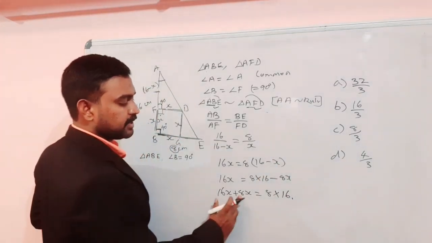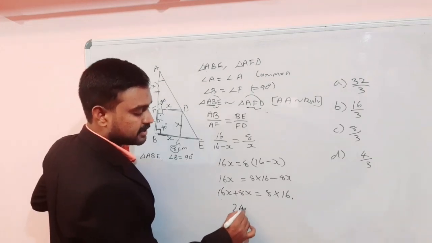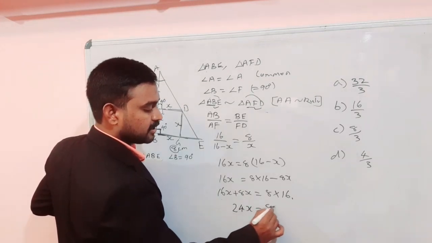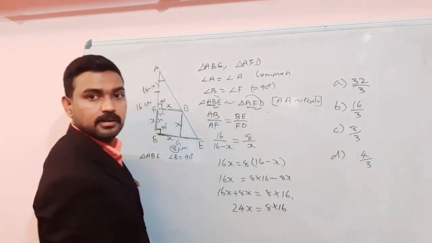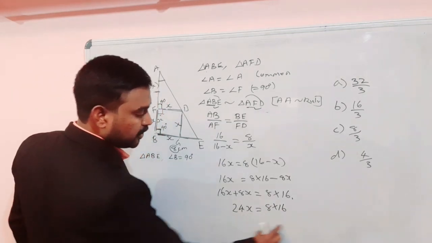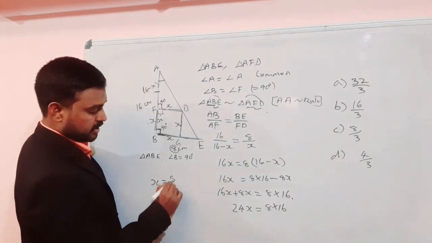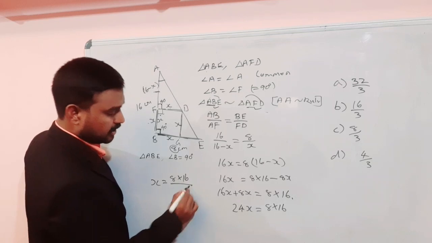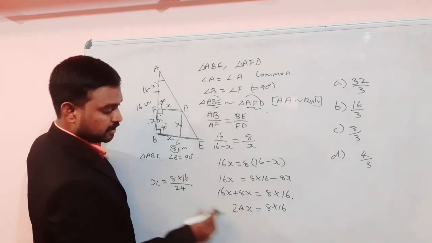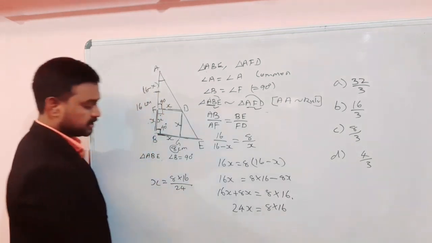What is 16x plus 8x? 16x plus 8x is equal to 24x. So 24x is equal to 8 into 16. We got 24x is equal to 8 into 16. This 24 transposed to the right side, we will get x is equal to 8 into 16 divided by this 24, because 24 is multiplying on the left side. If it is transposed to the right side, it becomes division.